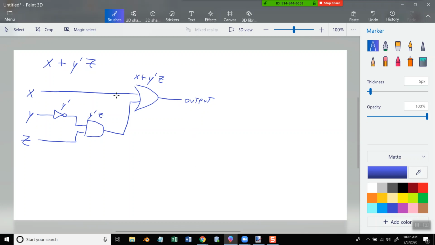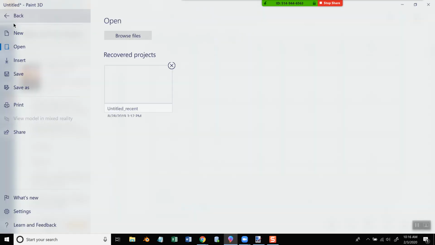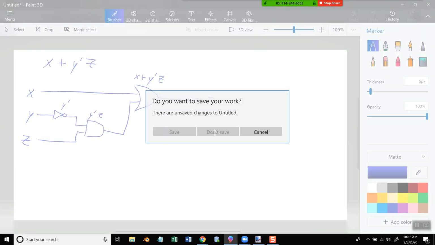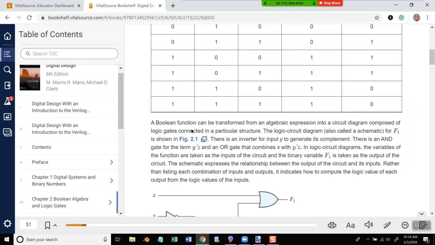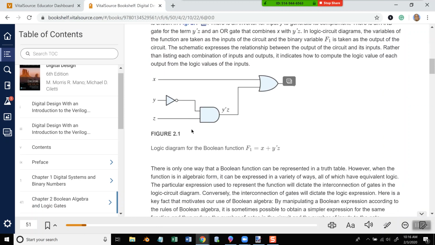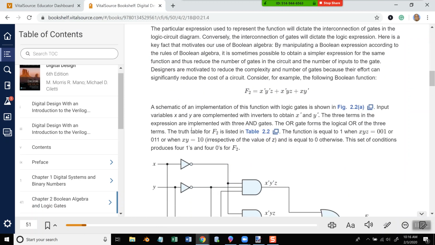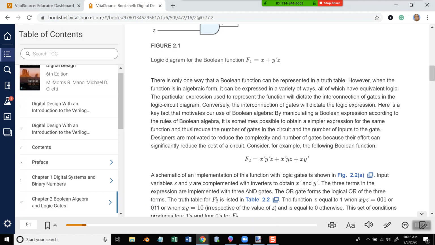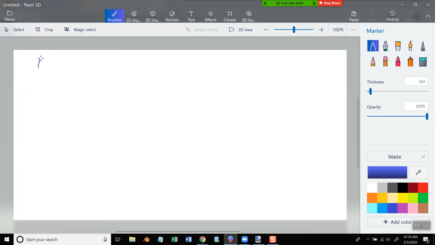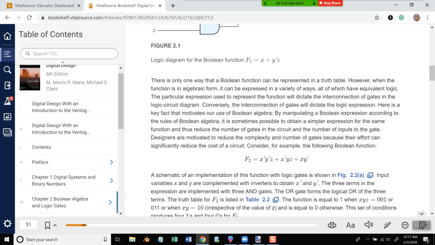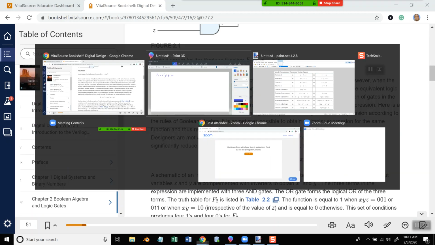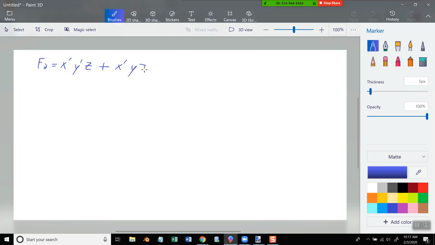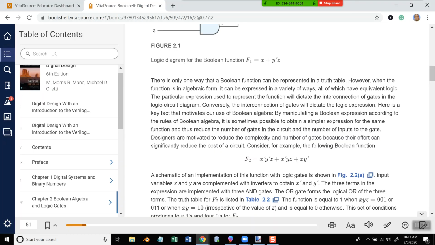Now let me do that other one, the other one for a logic diagram. Oops, don't put down that far. There it is. F2 is equal to x prime y prime z plus x prime yz plus xy prime.